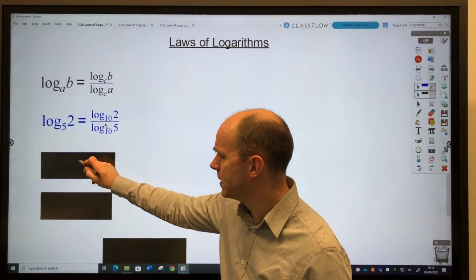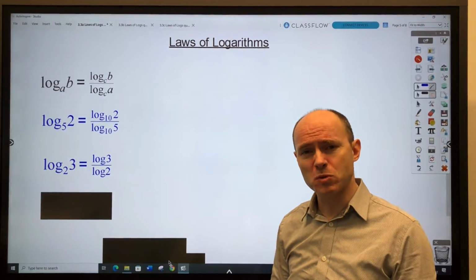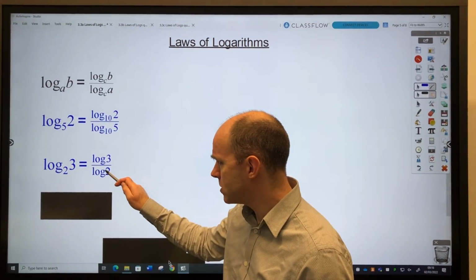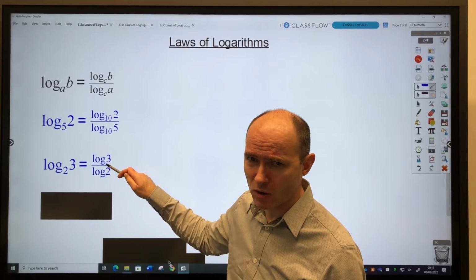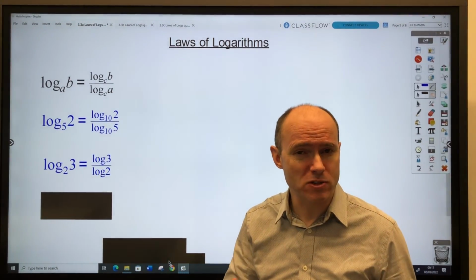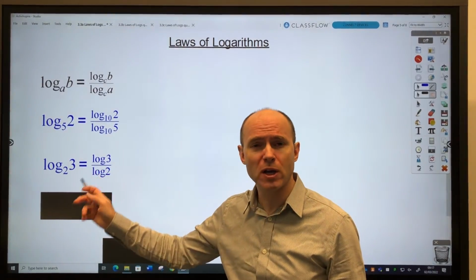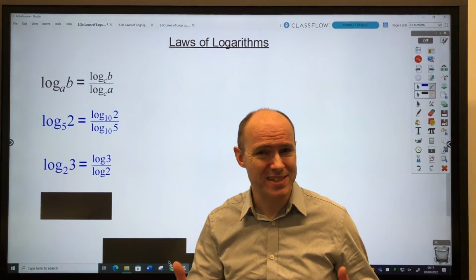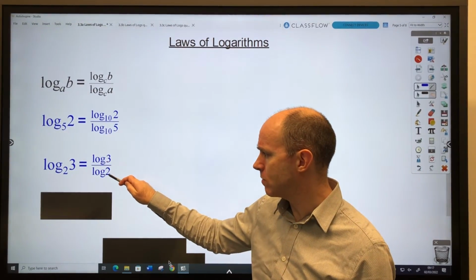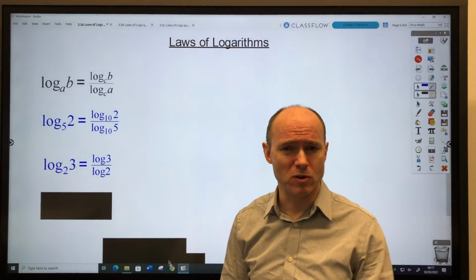It's quite simple. Give you another example. If you want to work out log base 2 of 3, again using the change of base rule. Now notice this time I've just written log, which means that we assume it's base 10. That's the convention. If you just write log, you always assume that means base 10. And so that's log base 10 of 3 over log base 10 of 2. And you can just put that in your calculator and it'll do it for you.